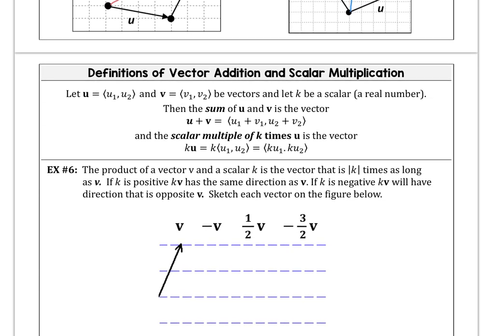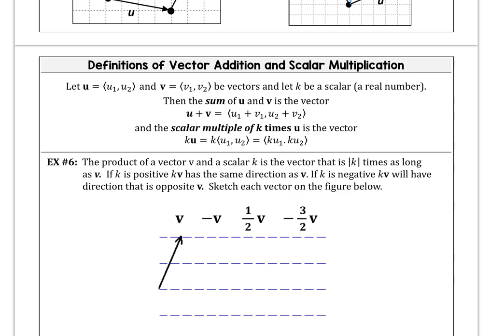When we perform addition or scalar multiplication on vectors, we have the components u1, u2, and v sub 1, v sub 2, and we're going to call k a scalar, and it's going to be a real number. The sum of u and v can be found by adding the first component of u and the first component of v, and then the second component of u and the second component of v. So this will give us the new coordinates for the sum of the 2 vectors.